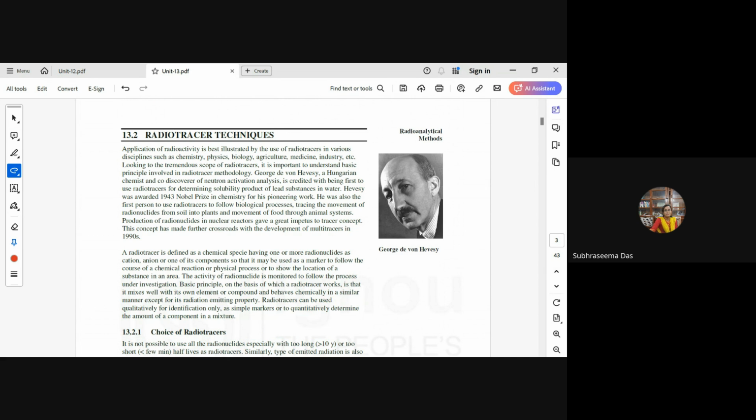The basic principle on which a radio tracer works is that it mixes well with its own element or compound, and it behaves chemically in a similar manner, except it has the unique property of its radiation. So radio tracers can be used qualitatively for identification purposes, and they have also been used as markers in various types of reactions.